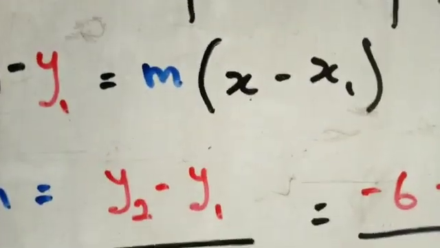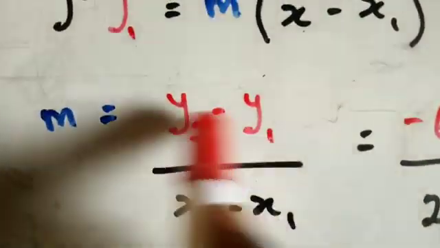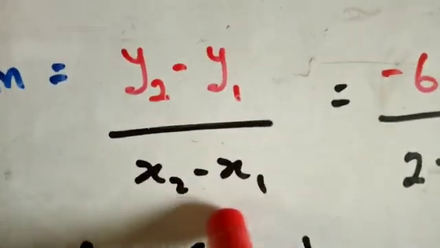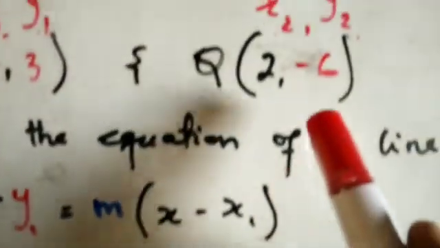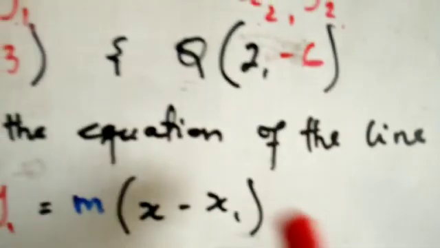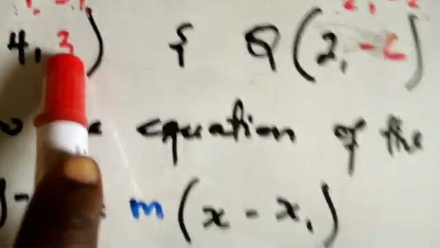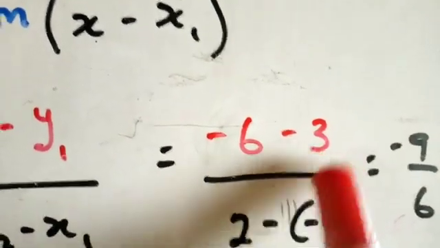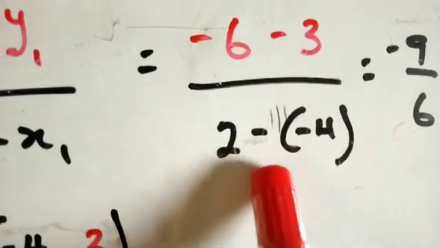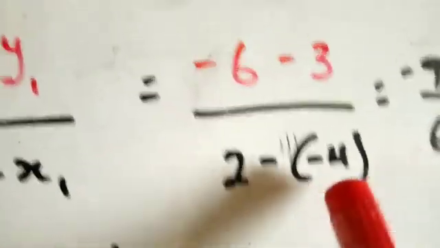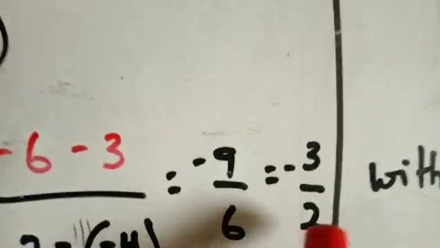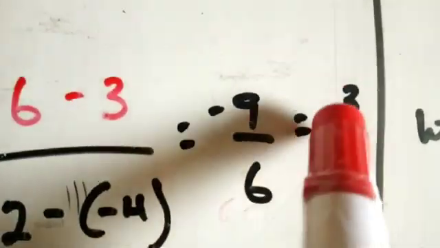Now that we know that, we are free to go. We just need to replace that in the gradient formula, y2 minus y1 all over x2 minus x1. The y2 here is minus 6, and the y1 is positive 3. So we have minus 6 minus 3, all over 2 minus minus 4. Remember it's minus 4 because the x1 is exactly minus 4. When you do this calculation, you should arrive at minus 3 over 2. So this is the gradient.